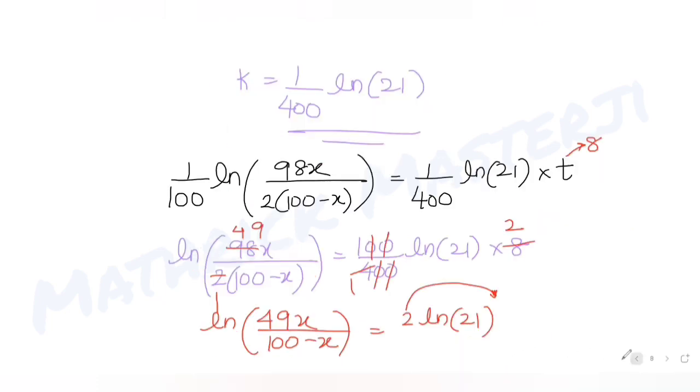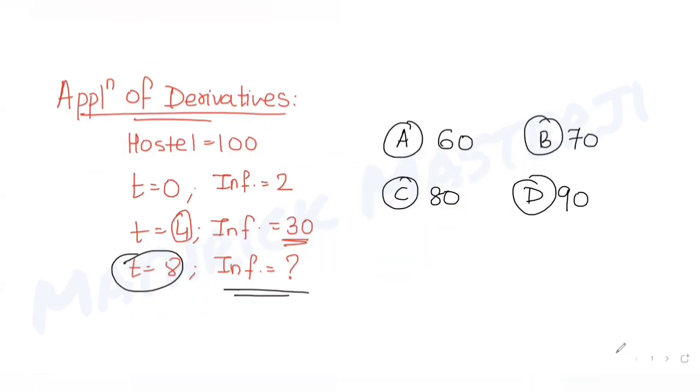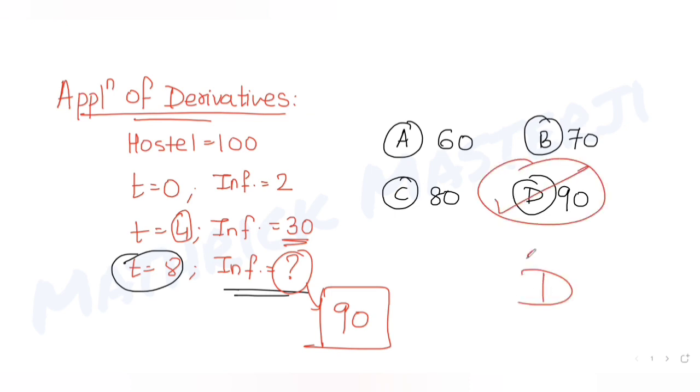So when time t is equal to 8th day, the number of infected students in this case comes out to become 90. And if you see, that matches with option D. So D becomes the correct answer for the question given to us here.